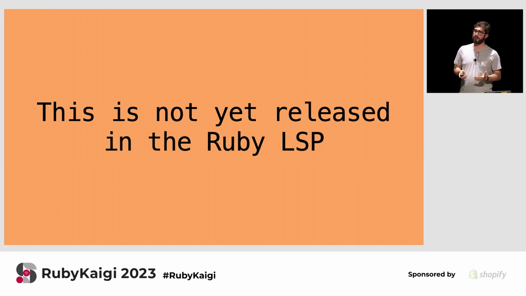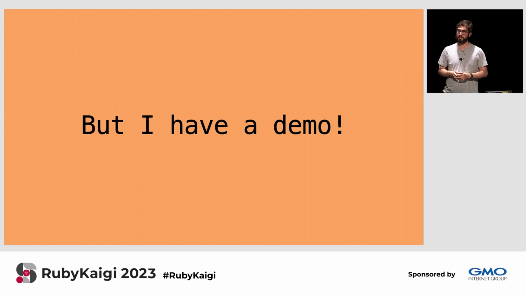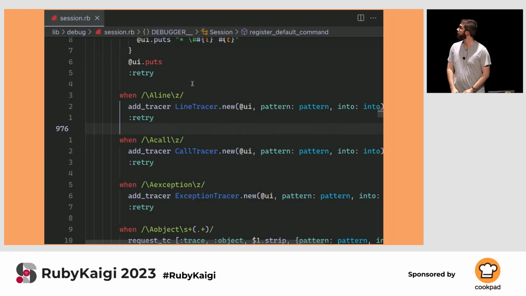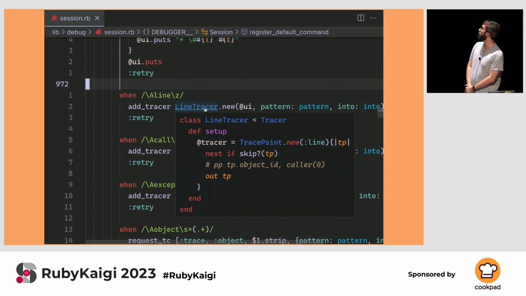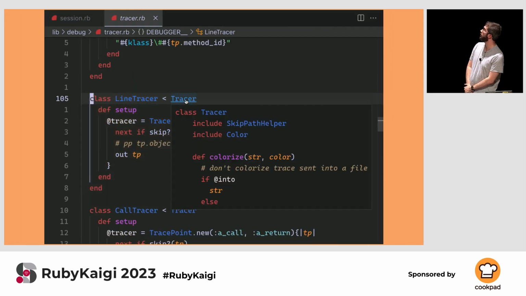This is not yet released in the Ruby LSP, unfortunately. Most of the prototype you've seen has been conference-driven development for getting the talk done. But I do have a demo so that we know the prototype works. So this is the Ruby LSP jumping around classes in the Ruby debug project. So first we jump to the line tracer class, and then to the parent class tracer.